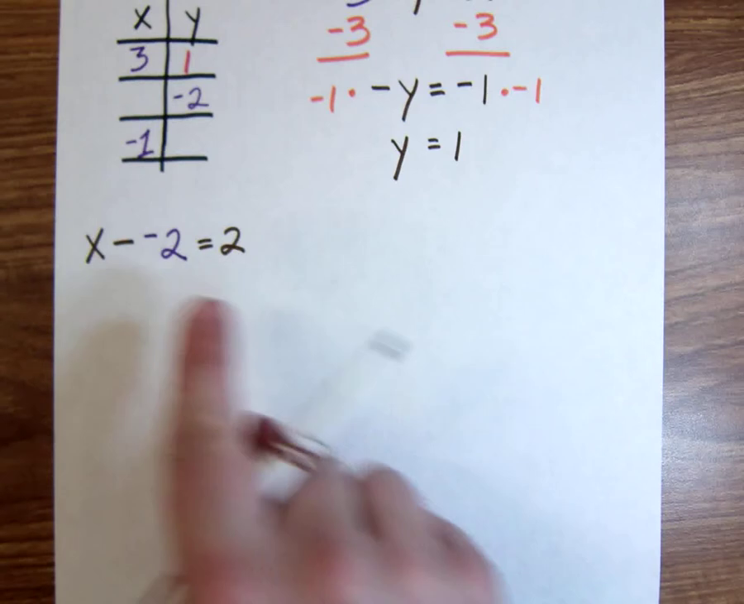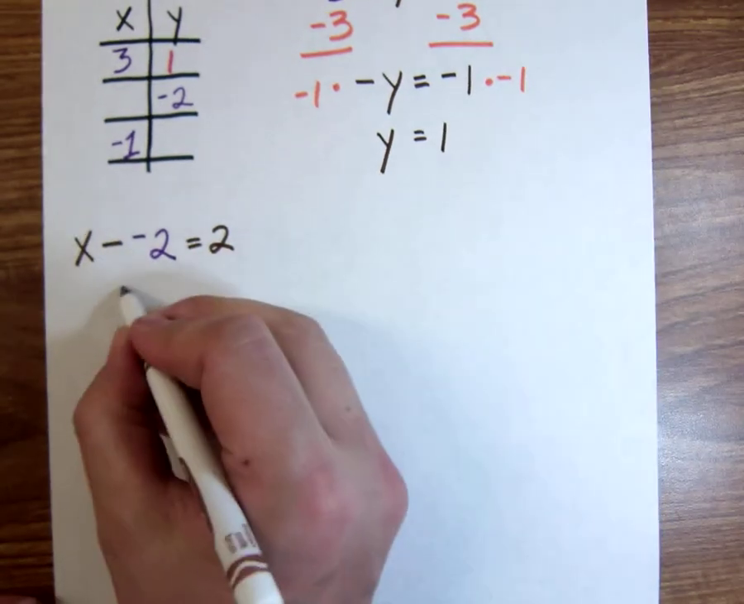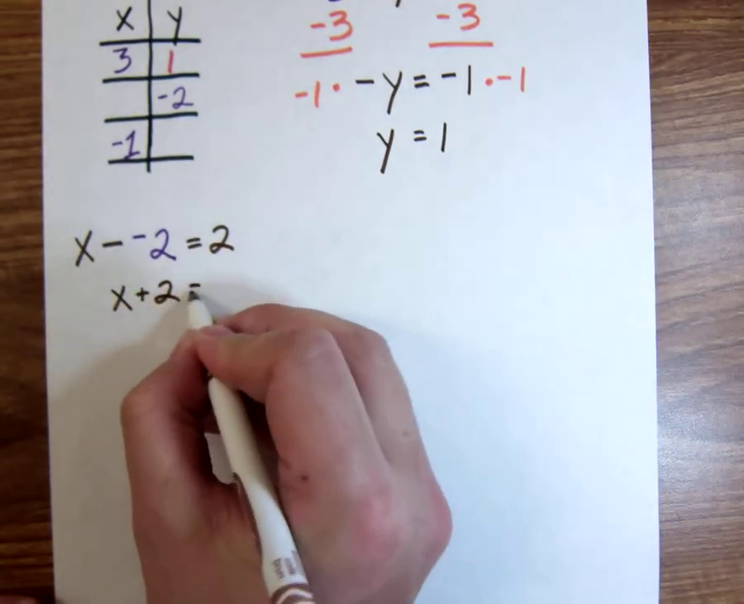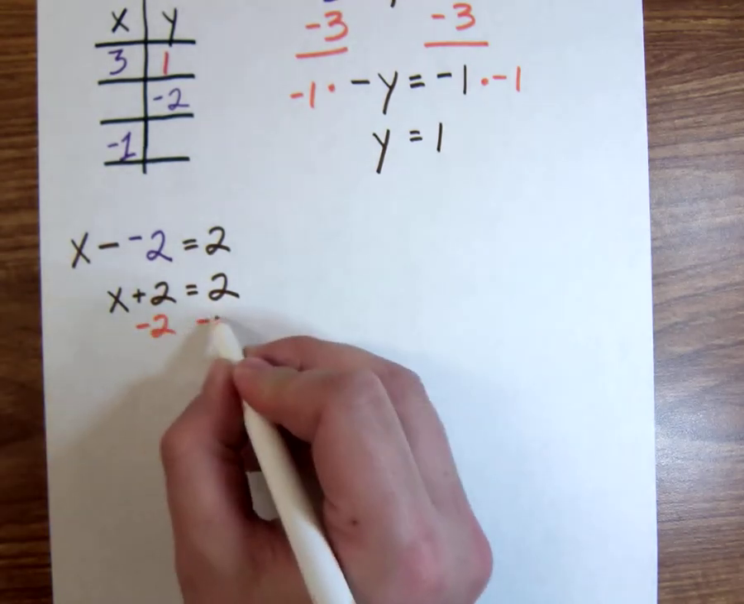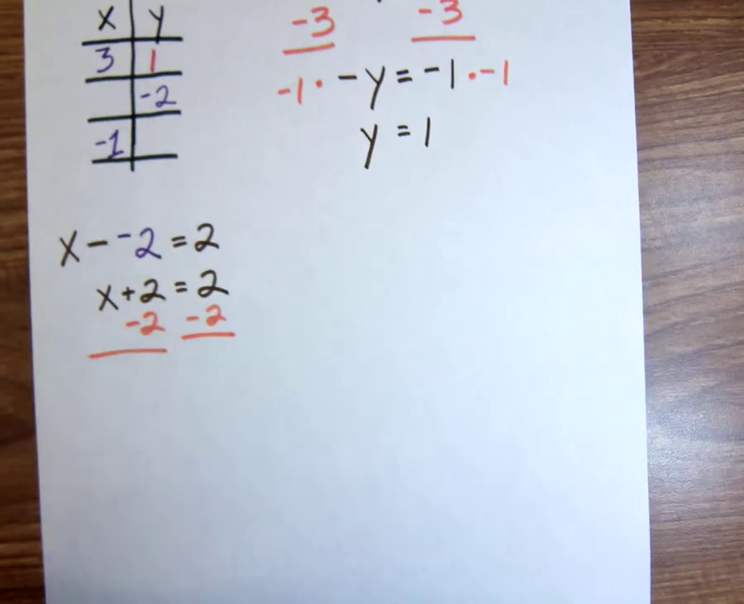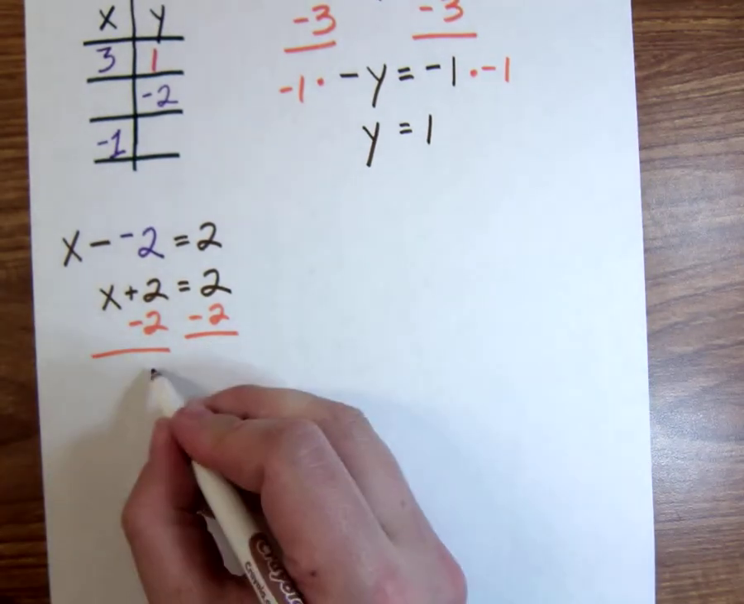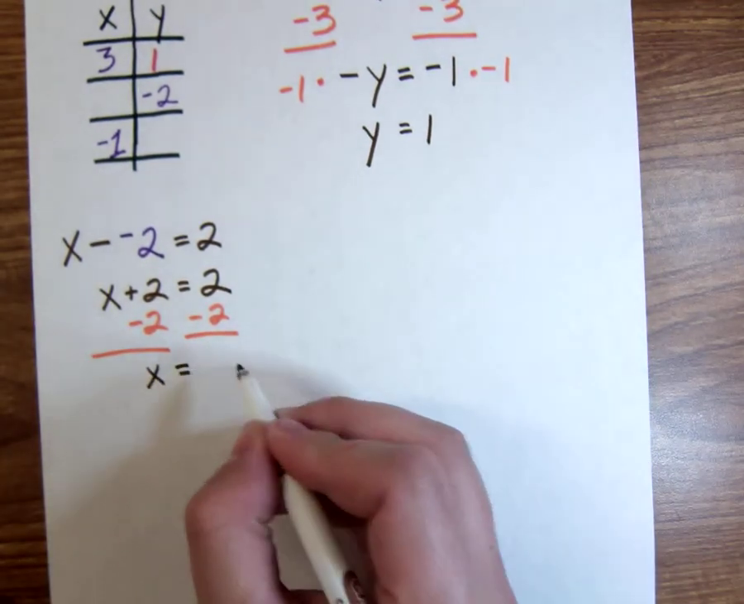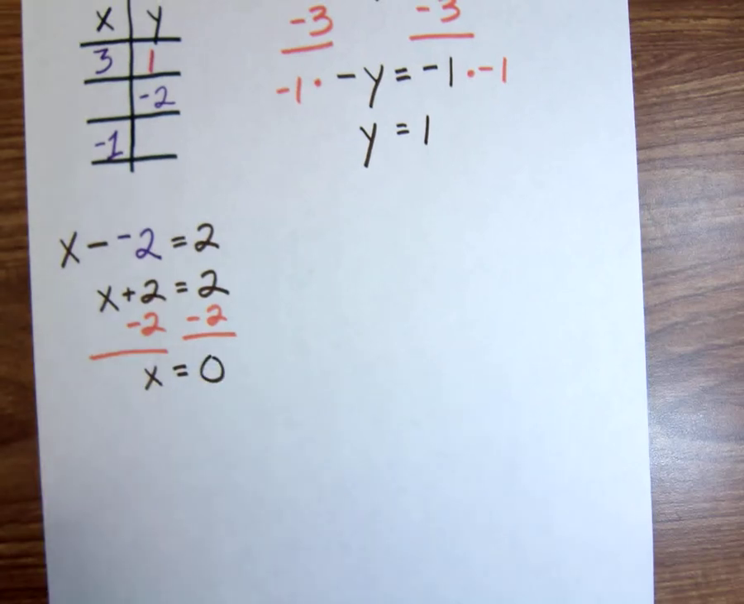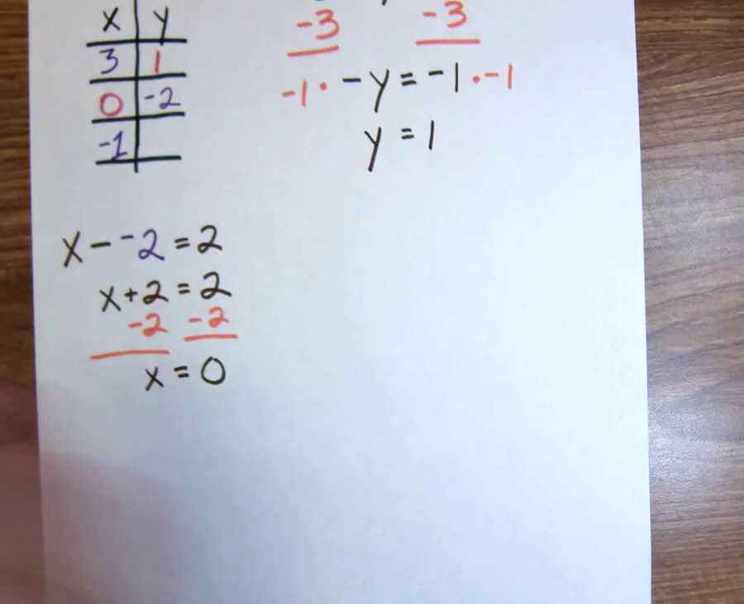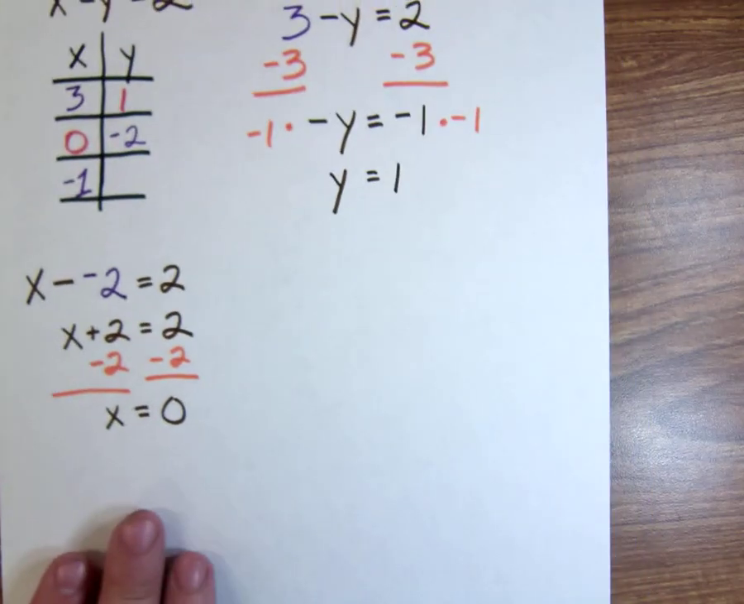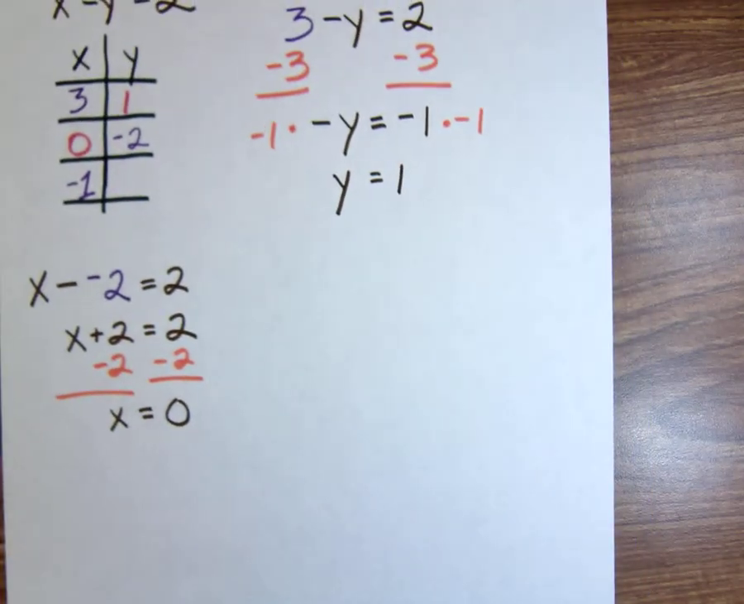Minus negative, I can turn into plus. Good. Then what? -2, good. What does that leave me with? X equals 0. So, if the y is -2, the x is 0. That is enough for me to graph it. I've got 2 points, that's enough. Let's go ahead and do one more though.